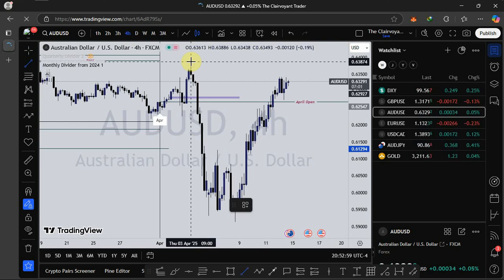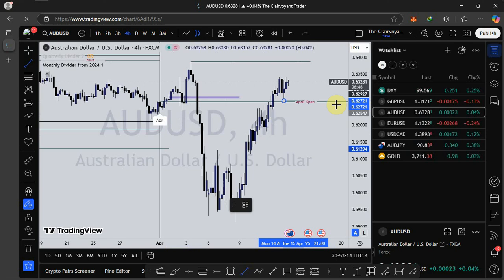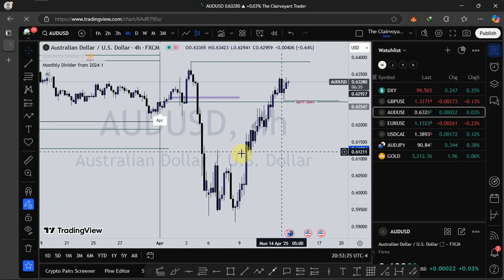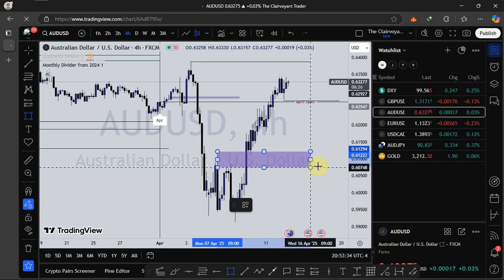If we should take out this high, if we should see price violate and close above this high, then definitely we are going to see price push up. But if we should see price violate and close below this low, then definitely we are going to see some downside movement targeting this fair value gap we are seeing here. So we have a combination of a fair value gap plus a rejection block, a bullish rejection block right here.